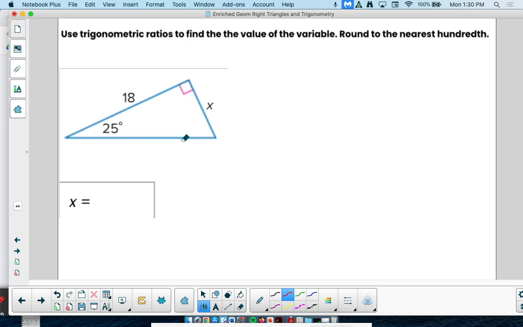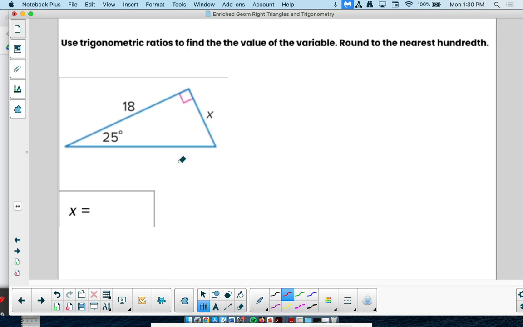All right, so our job is to figure out what the variable is using a trig ratio. Round our answer to the nearest hundredth. So where is x? An angle measure or a side measure? Side. Okay, that's good that we can figure that out. Step 1, mark your angle. Mark the acute angle they give you.